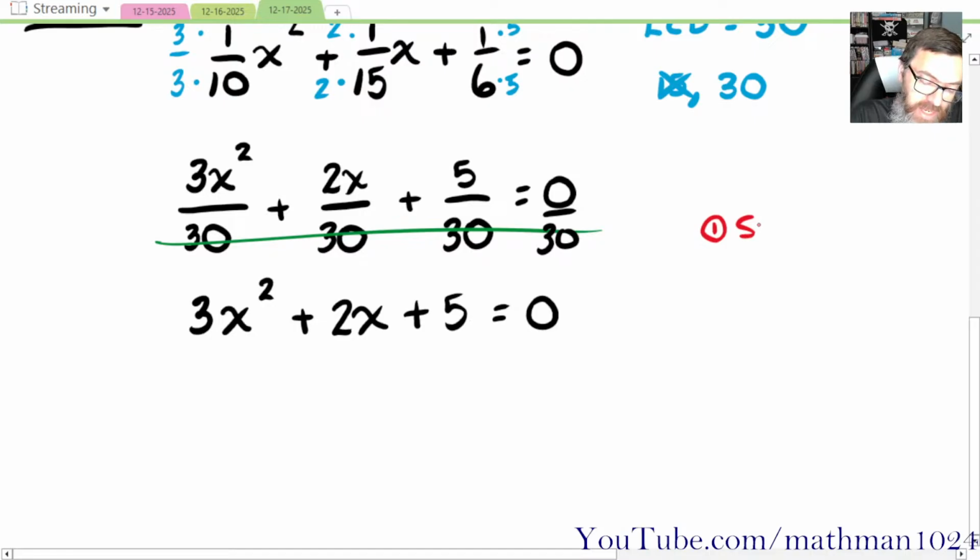1. Can I use the square root property? And the answer here is no. You've got x squared and you've got x, so too many x terms running around, that doesn't work.